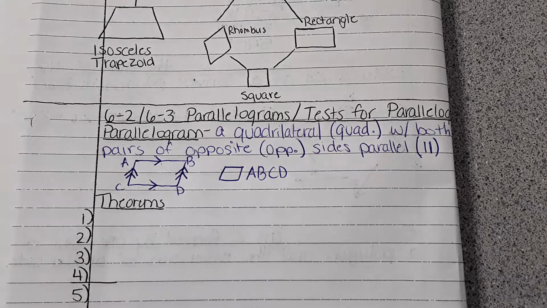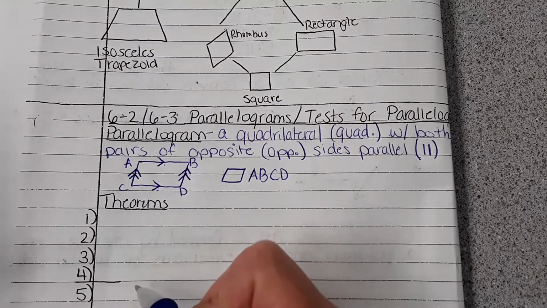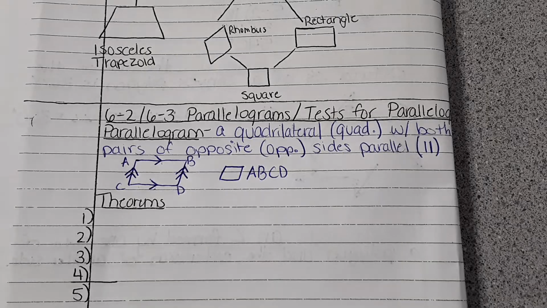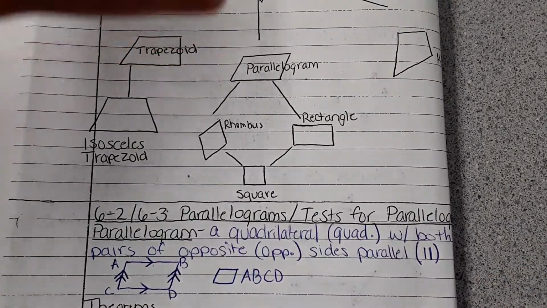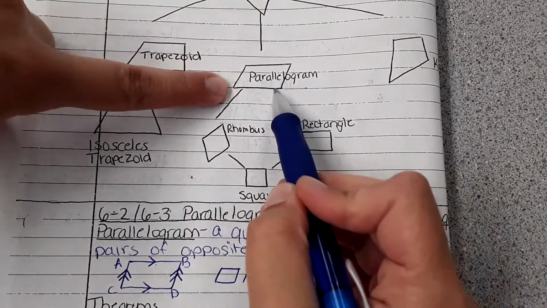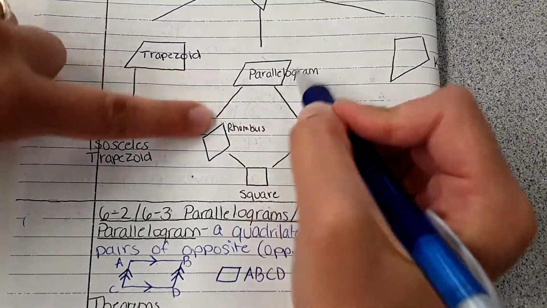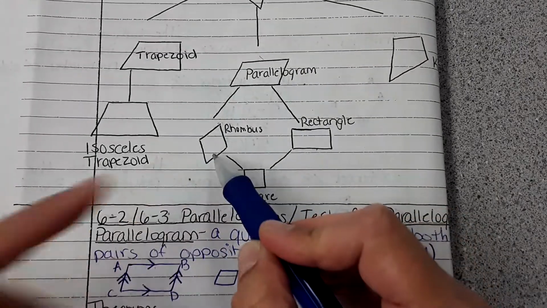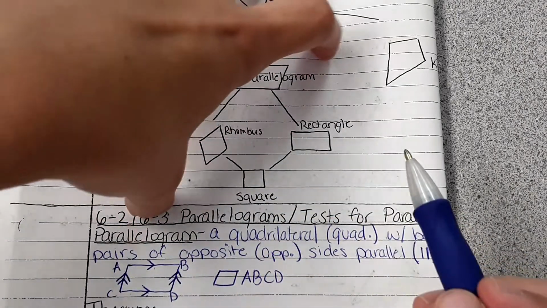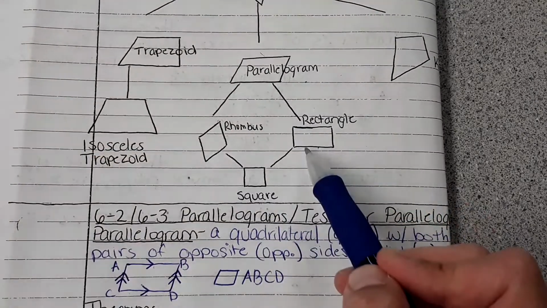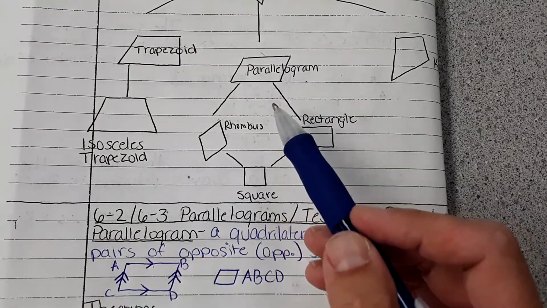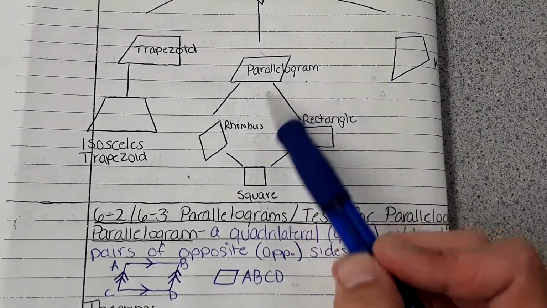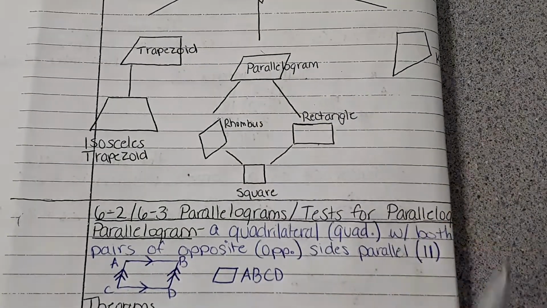Okay, so now we're going to look at the theorems associated with parallelograms. These are all things that are true for any parallelogram. Just to show you up in the family tree, a parallelogram has opposite sides parallel by definition, so that means that a rectangle would also be a parallelogram, so would a square, and so would a rhombus. So that's what I'm going to be going over tomorrow, but just to give you a visual, a rectangle is a parallelogram, a square is a parallelogram, and so is a rhombus. So all the things we talk about for parallelogram also apply to these three shapes.